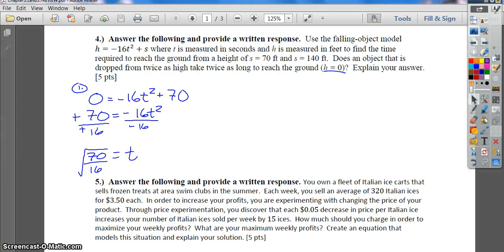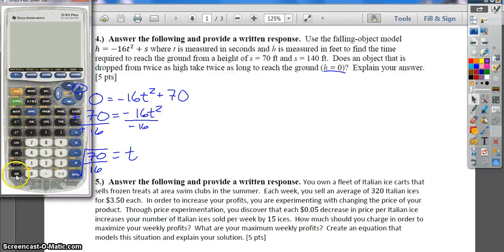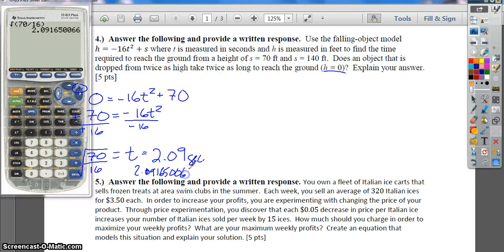So when we do this, I'll have the square root of 70 divided by 16, which is then 2.09 seconds. Note it doesn't say to round, so if you do want to write it all out, I'd totally be okay with this. Okay. Let's jump through the other one.